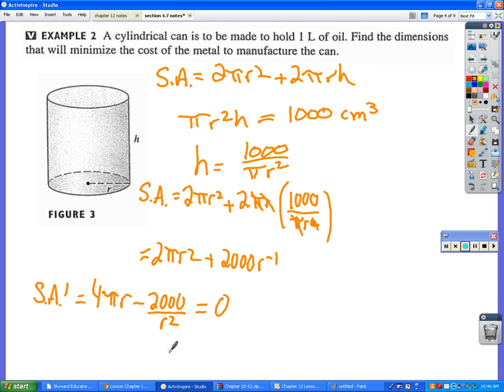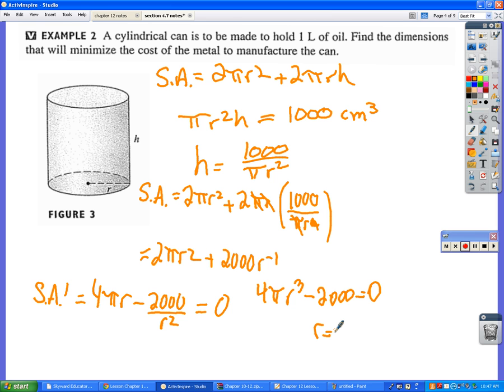Okay? All right, how do I solve this? I don't like this right here. Nobody in the room does. How do I get rid of it? Multiply everything by r squared. So 4 pi r times r squared is 4 pi r cubed, minus 2,000 r over r squared times r squared, they cancel. And 0 times r squared is 0. Okay? So, using the technology available to you, please solve this for r.